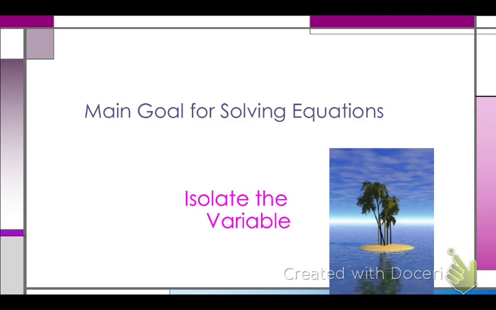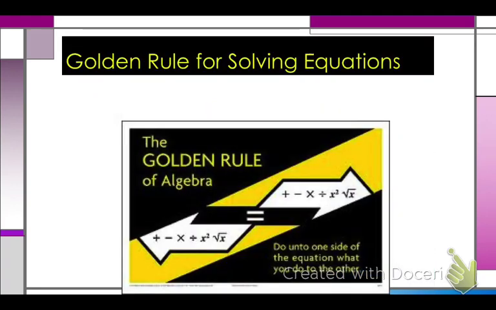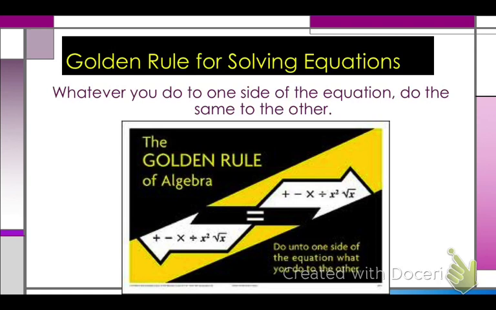And in order to isolate our variable, we follow our golden rule. So right underneath where you put your main goal, I want you to write down this golden rule. Whatever you do on one side of that equation, you always do to the other side of the equation, right? We want both sides to be equivalent expressions, and if we change one side without changing the other side, it's unbalanced. It's not equal anymore. They're not equivalent statements. So go ahead and write down that golden rule. You can pause it while you do that.